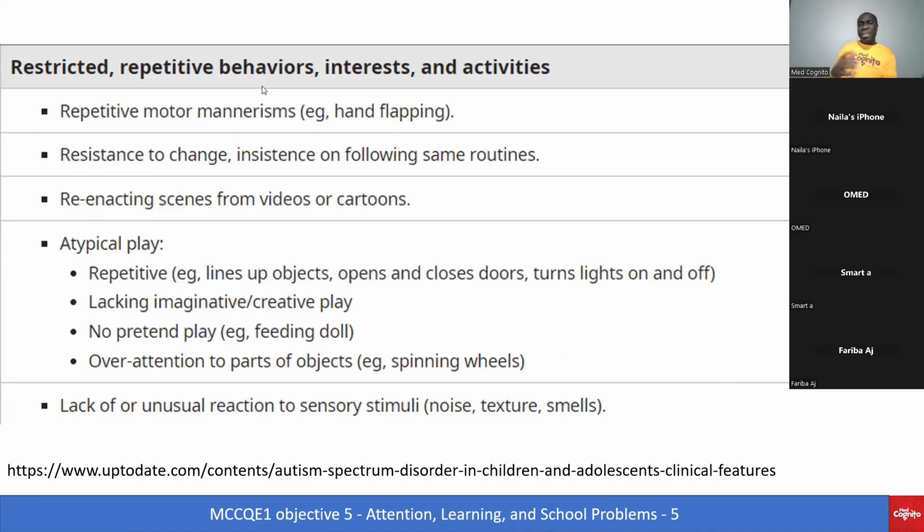And they may have atypical play, they may have repetitive play, or lacking imaginative thoughts when it comes to play, or they may not be able to engage in pretend play, and they may pay over-attention to parts of an object, like maybe the spinning of wheels instead of focusing on the whole car. This is something you want to watch out for. And these children also have lack or unusual reaction to sensory stimuli, like noise, texture, and smell. So these are the features of autism that I want you to pay attention to.